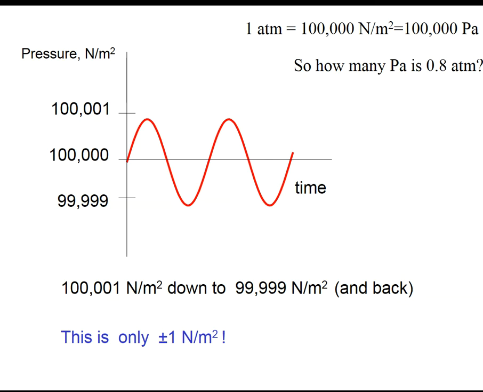Okay. So by the way, if 1 atmosphere is 10 to the 5 pascals, how much is 0.8 atmospheres? Well, you can do this by just multiplying by 0.8, and you'll get that it's 80,000 pascals.